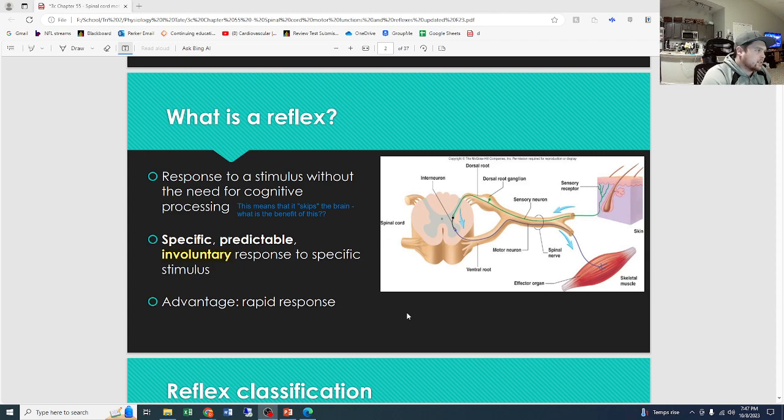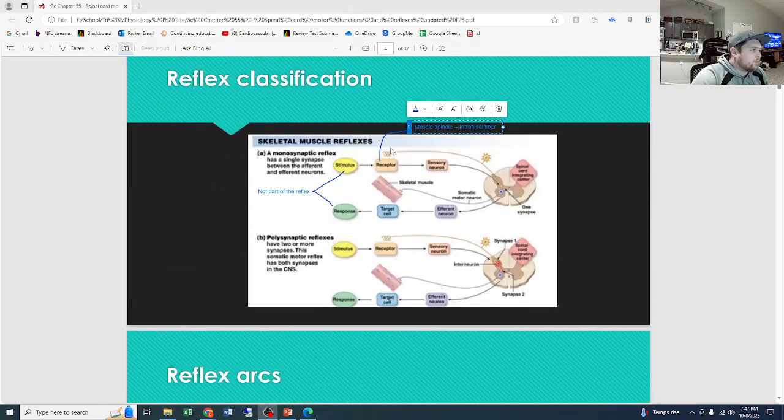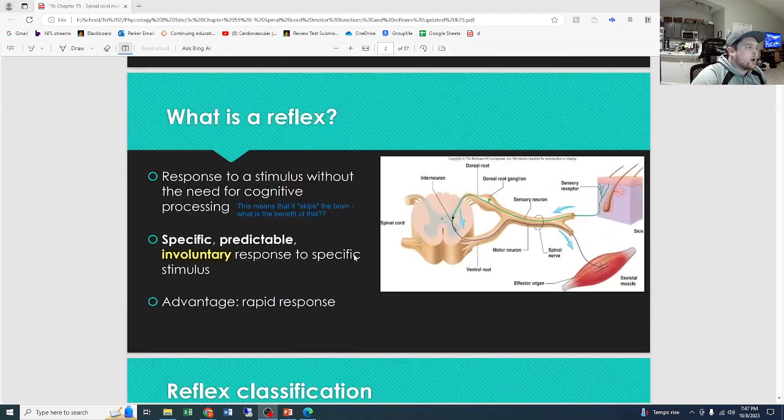So the reflex is, I kind of want to say, the process in which you have a stimulus and then the reflex occurs and then you have a response to that stimulus. The response itself is not technically part of the reflex, but when we talk about it, it's the way that it occurs.